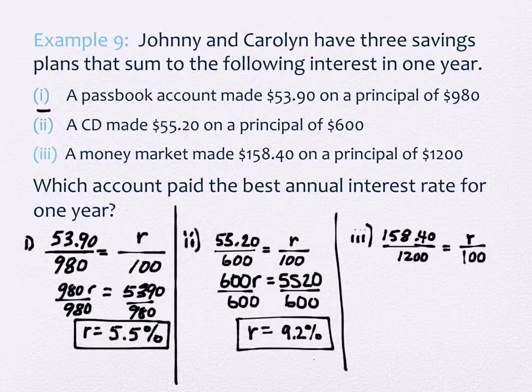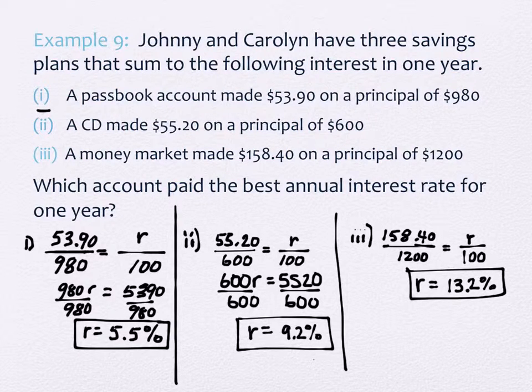Okay, did everybody set it up like that? Good, and you cross multiplied, and in the end, what did you end up with for the R value on this one? Yeah, it's 13.2%. So careful on that one. It is 13% and some change. 13.2. So the question actually asked, which account, make sure you answer the question asked.